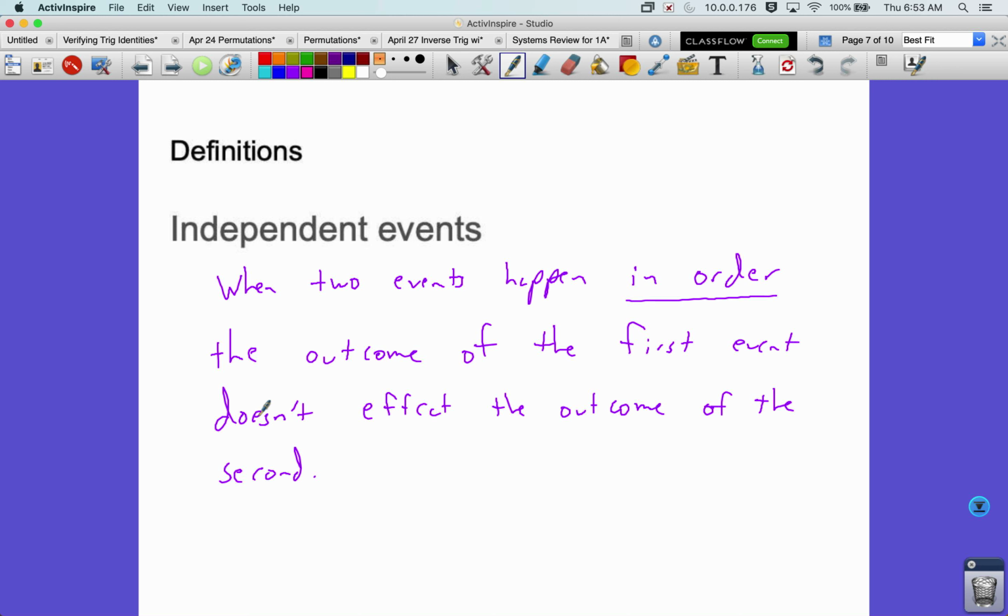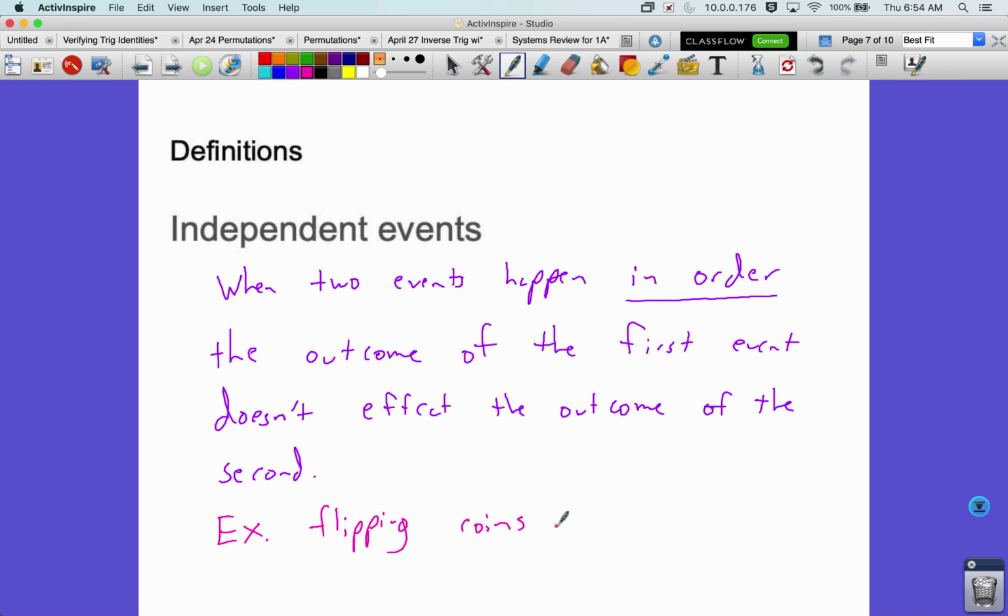All right, so an example of this, we'll go back to flipping coins again. It does not matter what your last coin flip was. You could have flipped 10 heads in a row. That doesn't mean that you're any more or less likely to flip a head on the next flip. What happened before does not affect what's going to happen next.